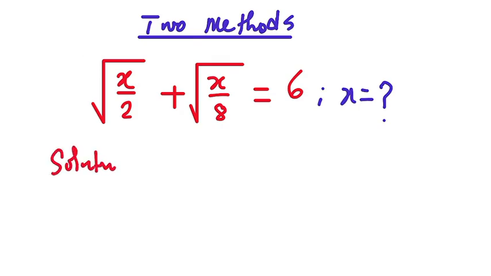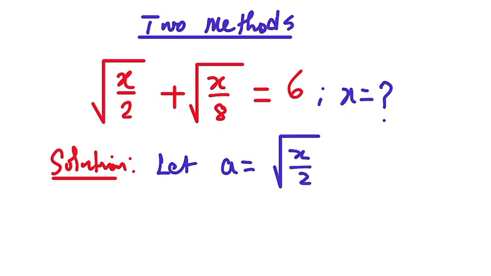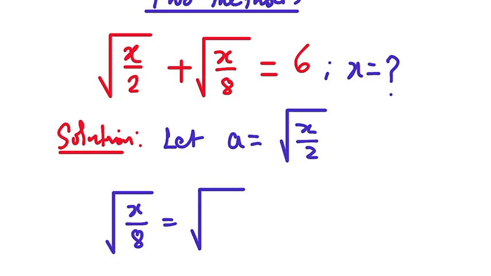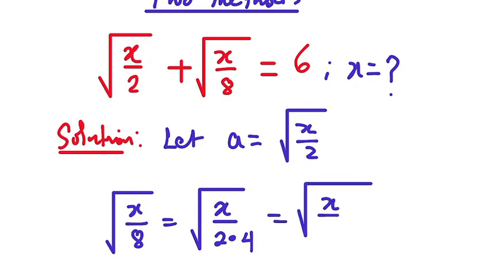Solution. Let a equal the square root of x over 2. Now if I pick the second term, the square root of x over 8 can be the square root of x over 2 multiplied by 4, which can also be the square root of x over 2 multiplied by 1 over 4.